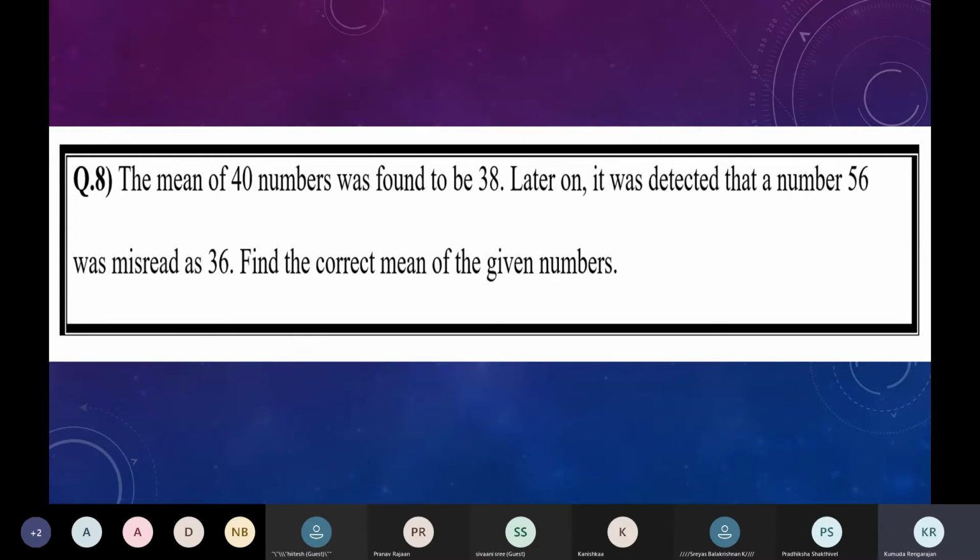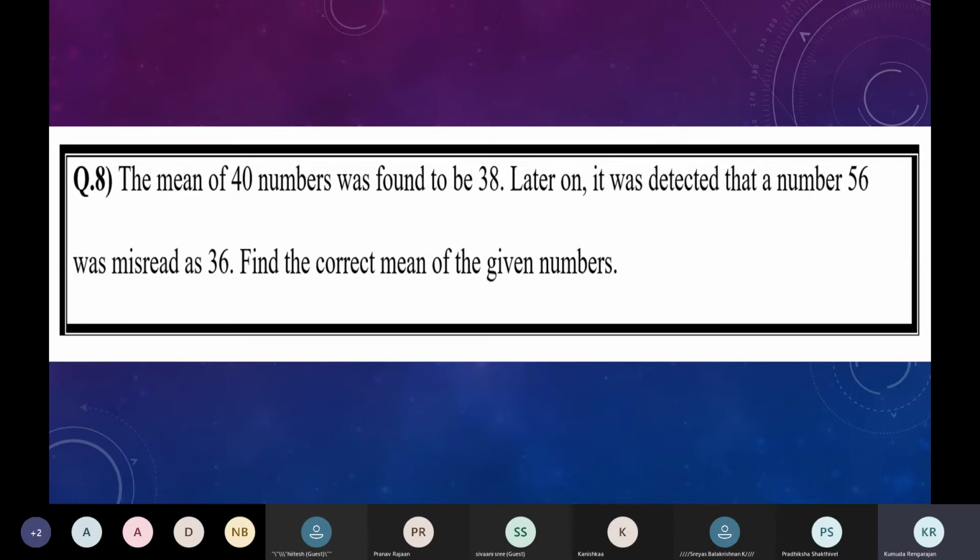Okay, children, now from this, what can you find? The mean of 40 numbers was found to be 38. What can you find? Sum of the observations, ma'am. Sum of how many observations, 38 or 40? 40, ma'am. Sum of 40 observations will be 40 into 38. What is 40 into 38? Ma'am, 1520, ma'am. Okay, so 1520 is the sum of all the 40 numbers.